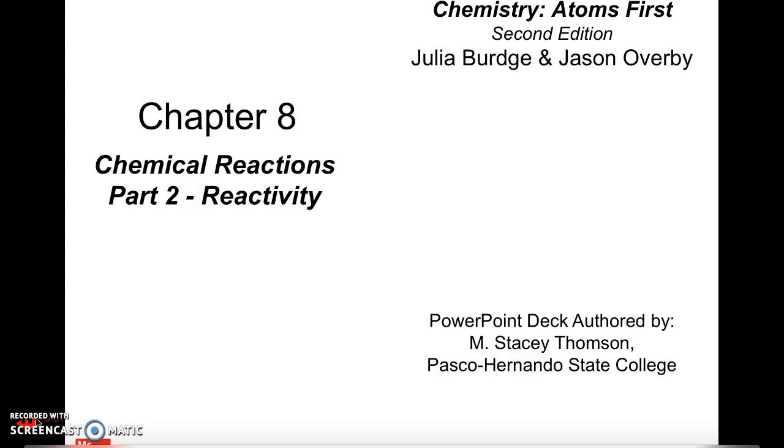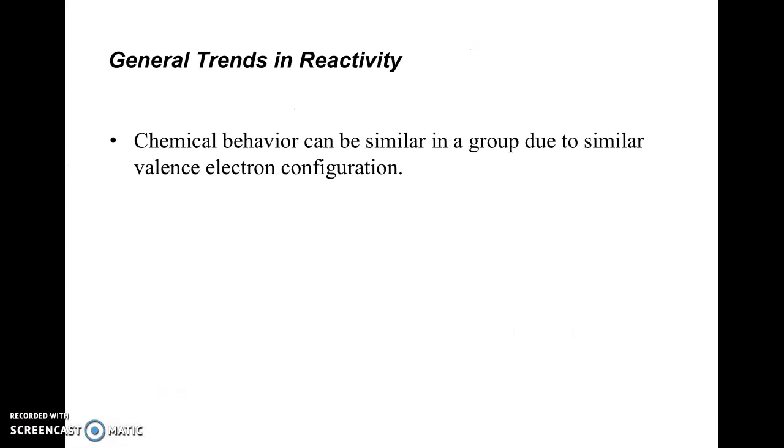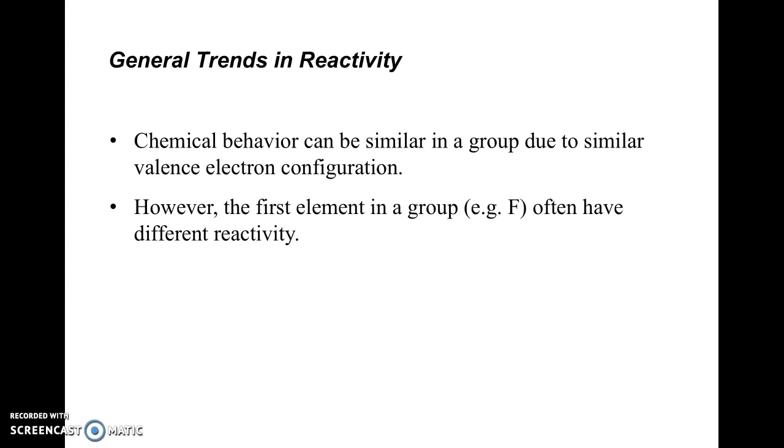Chem 11, 10 students. Now we're going to finish up Chapter 8, talking about different kinds of chemical reactions, reactivity of different elements that are in the periodic table. And so we're going to look at some general trends. The chemical behavior in a group is similar because you have similar valence electron configurations.